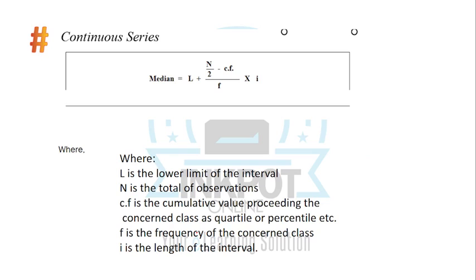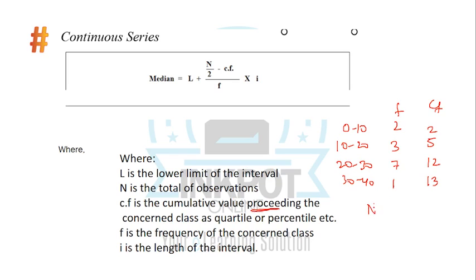Next is the continuous series. The formula is L plus n by 2 minus Cf upon f into i, where L refers to the lower limit of the interval. We have been doing a lot about the lower interval. N is the total number of observations, Cf is the cumulative frequency preceding the median class. अब इसका क्या मतलब है? मतलब अगर इंटरवल है 0 to 10, 10 to 20, 20 to 30 and so on, अगर ये आपका इंटरवल है, आपकी फ्रीक्वेंसी है 2 है, 3 है, 7 है, और लेट्स से 1 है आपकी फ्रीक्वेंसी, तो क्यूमुलेटिव फ्रीक्वेंसी बनेगी 2, 5, फिर आएगा आपका 12 और यहाँ पे आएगा आपका 13. तो क्यूमुलेटिव फ्रीक्वेंसी प्रीसीडिंग द मीडियन क्लास.